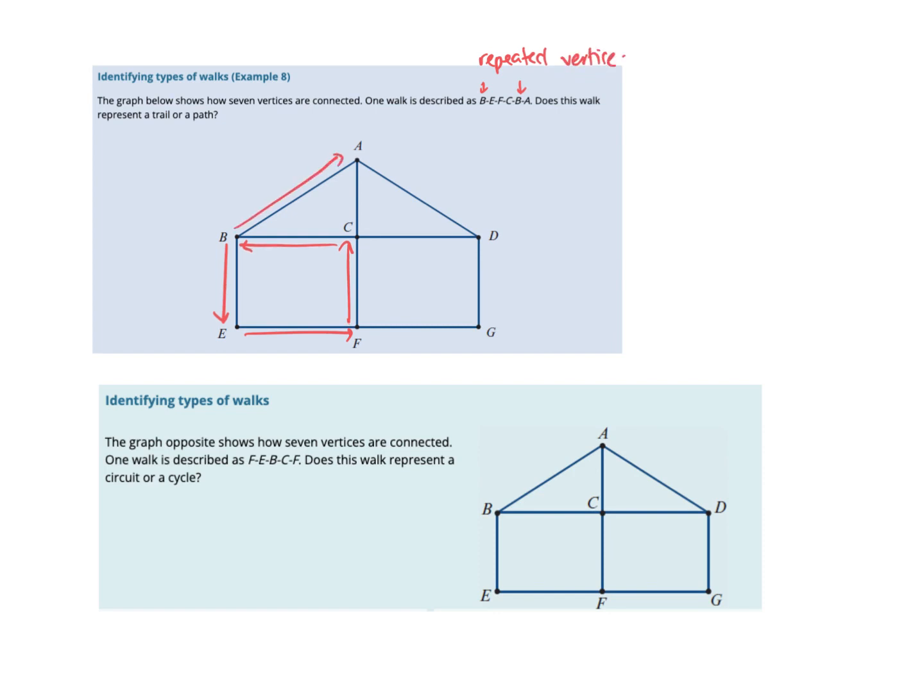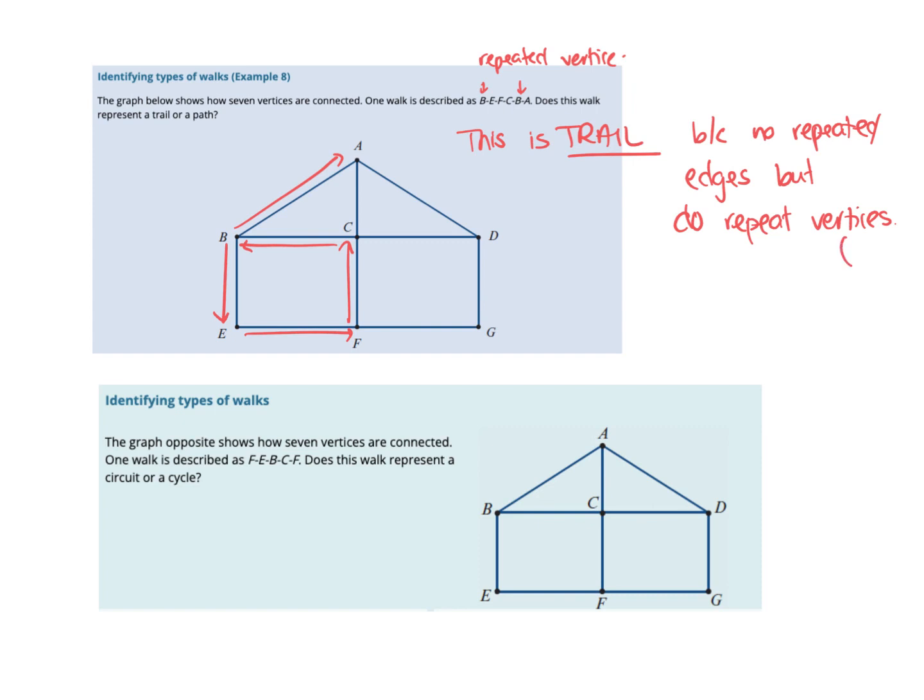So what's that then? It can't be a path. It's always a walk generally, but this is a trail, because there are no repeated edges, but we do repeat vertices. And it was vertice B that we repeated. Okay, all right.